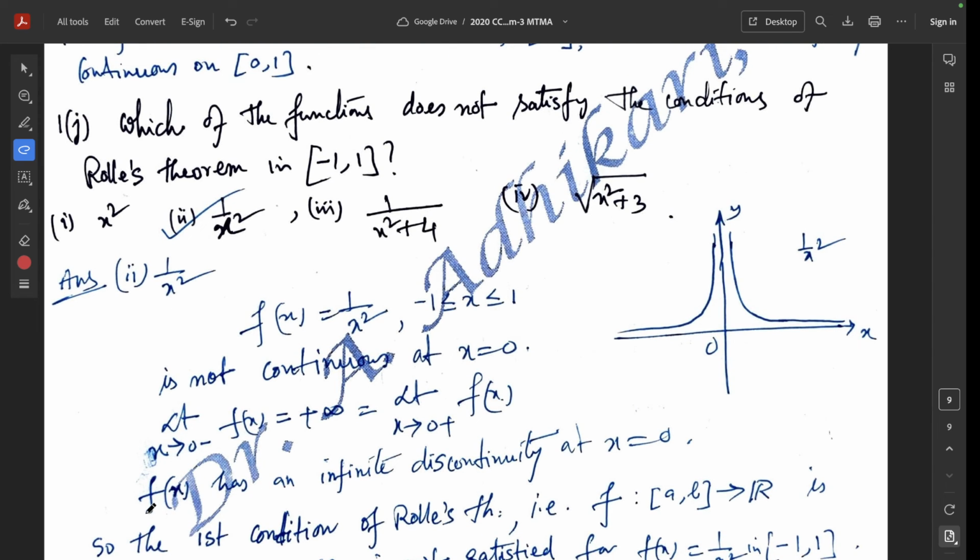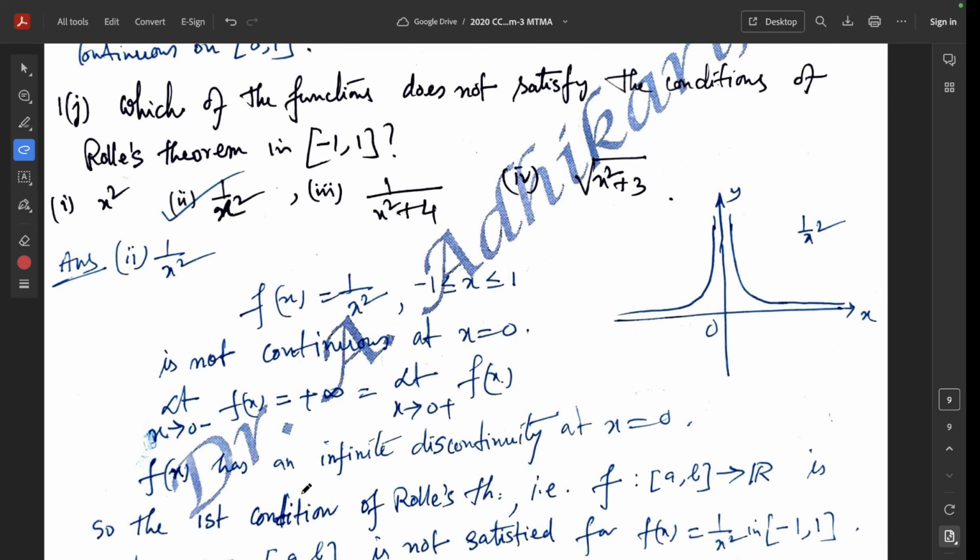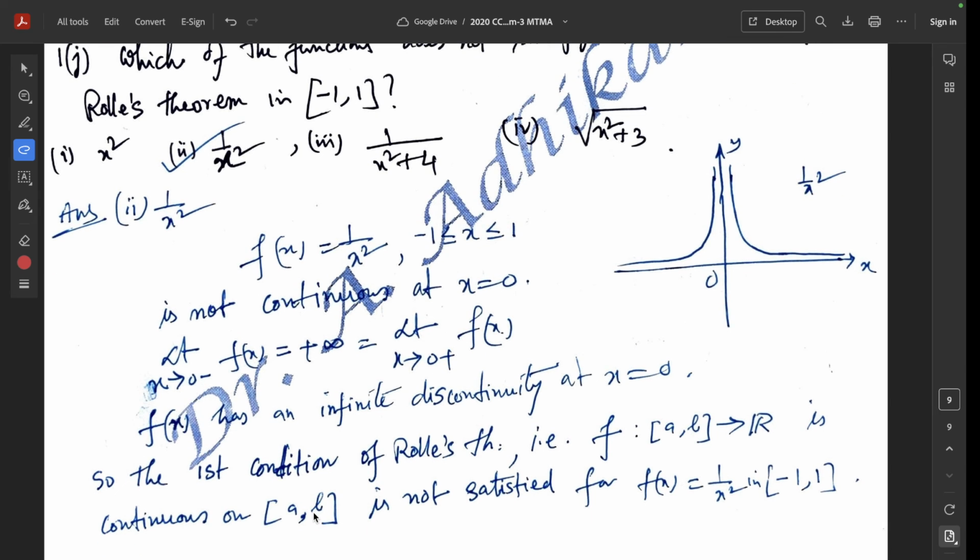So f(x) has an infinite limit at the point x = 0, an infinite discontinuity. The first condition of Rolle's theorem, that f is continuous on the closed interval [a, b], is not satisfied for the function f(x) = 1/x² within the closed interval −1 to 1, because 0 is the point of infinite discontinuity of the function 1/x².